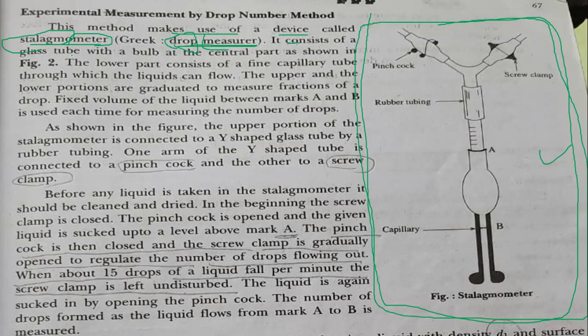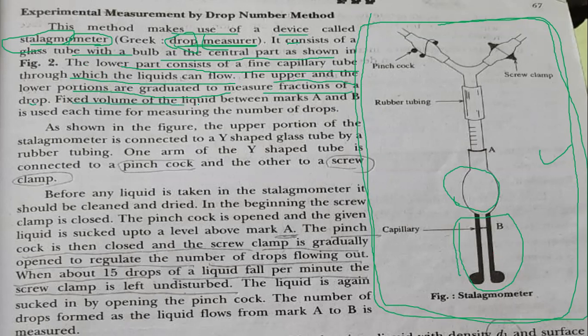It consists of a glass tube with a bulb at the central part as shown in the figure. See, now this is the bulb at the central part. Okay, the lower part consists of a fine capillary. This is the capillary, this portion which is shown by a dark line, through which the liquid can flow. The upper and the lower portion are graduated to measure the fraction of a drop.